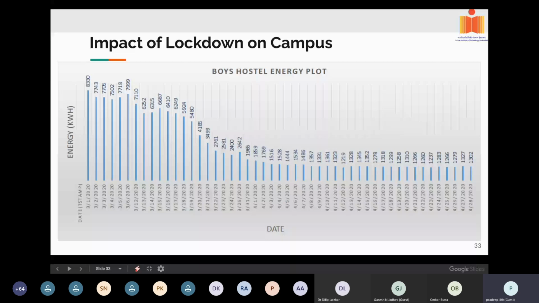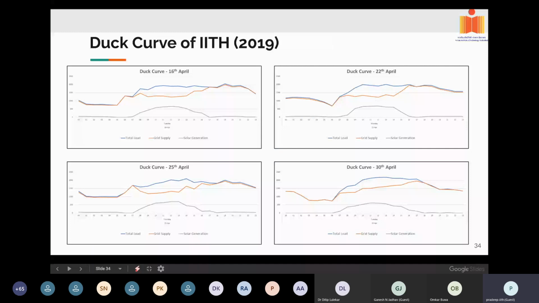But anyway, normally the load used to be 7,500 units. It suddenly reduced to 1,200 units. So a sudden reduction in power consumption. This is again for the months of March and April of 2020. Like this, you can do so many analyses by collecting the campus data. Similarly, this is a duck curve. Duck curve means the impact of solar on your total load. That is shown in the duck curve. So that is about the campus energy monitoring.